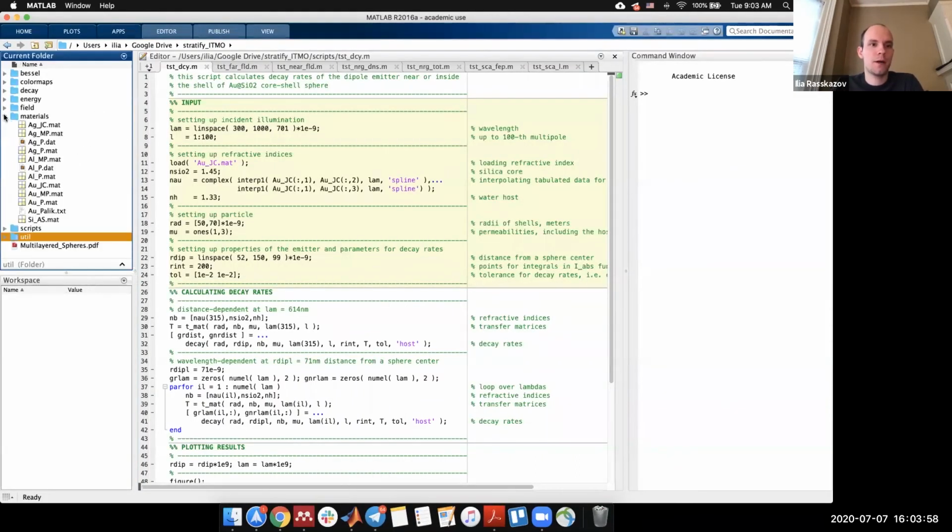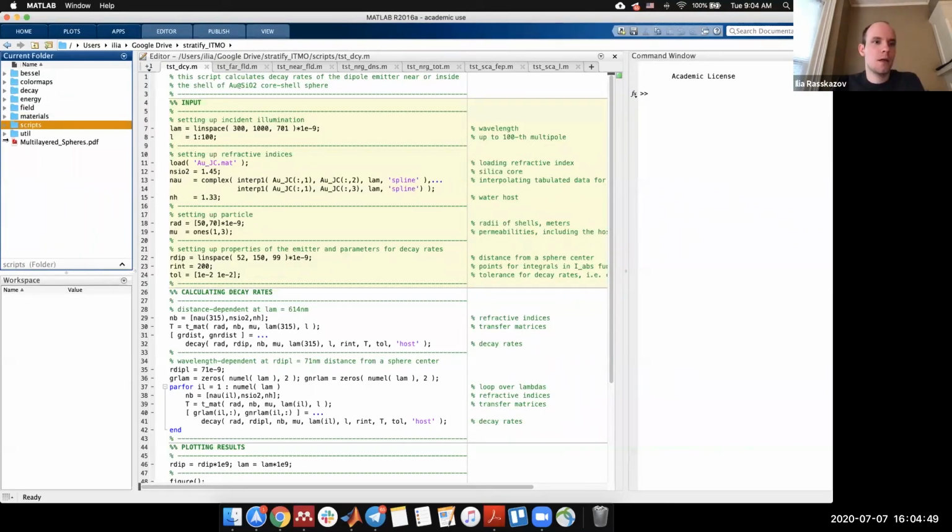And also I have a folder for materials, some tabulated values for silver, aluminum, gold, and silica. So the first two letters denote the material, the second two letters denote which database they are taken from. So JC is Johnson & Christy, a very classic paper for silver, gold, and copper, but I don't have copper here. It's not so difficult to add. Or from different databases, like from McPeak, Palik, and anything else.